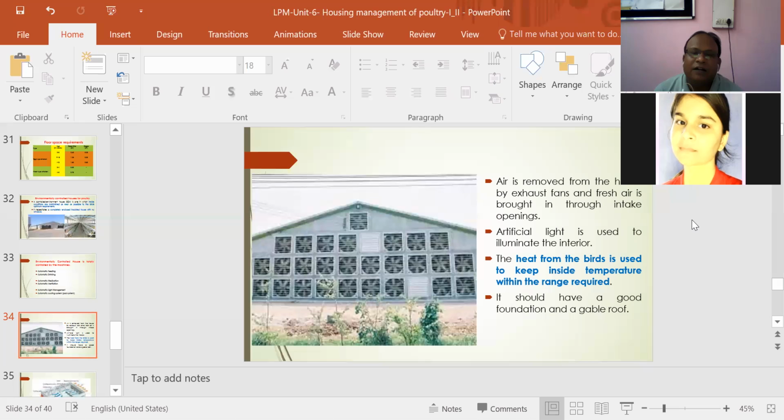The environmentally controlled poultry house should have a good foundation and a gable roof. Gable roof means an inverted V-shaped roof, not a flat roof. Since it is completely covered, there is more requirement of construction material, heavy construction material. So the foundation should be strong enough to bear the weight of the construction.